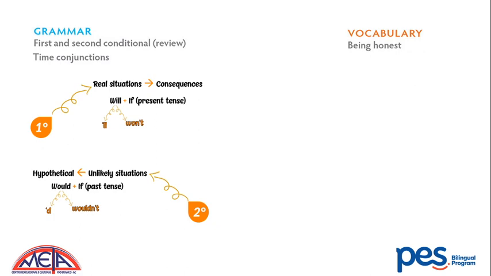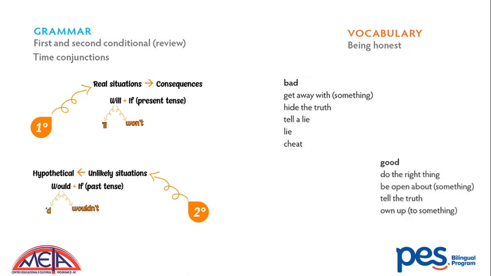For bad ones, we have get away with, se livrar, se safar. Hide the truth, esconder a verdade. Tell a lie, contar uma mentira. Lie, mentir. Cheat, colar, trapacear. As for the good ones, we have do the right thing, fazer a coisa certa. Be open about, se abrir. Tell the truth, contar a verdade. Own up, admitir, confessar.